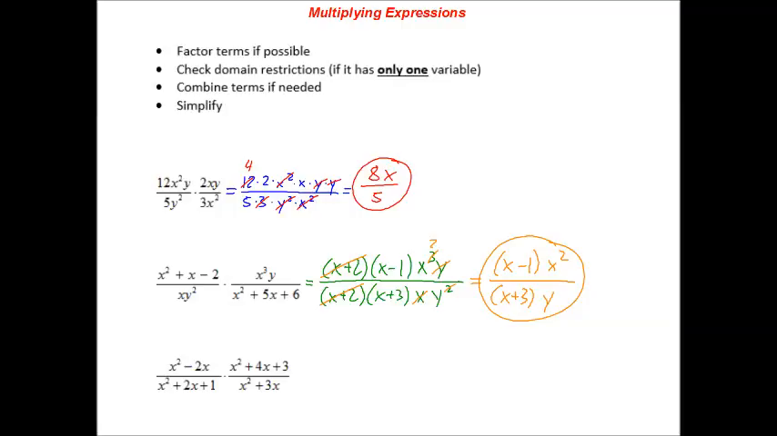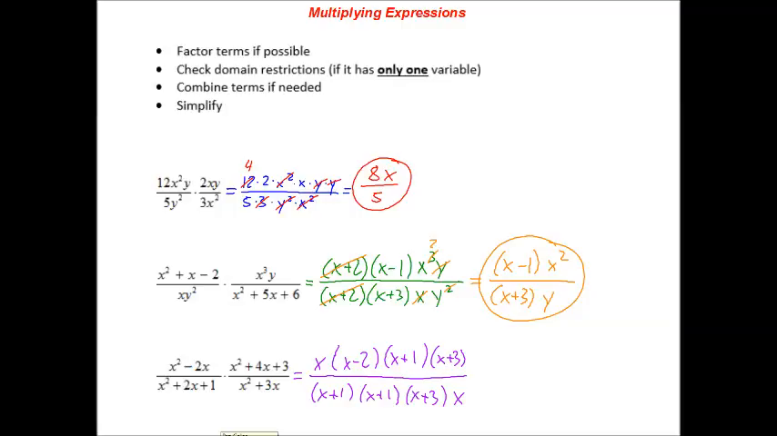On to our last example on this page. And again, first thing we're going to do is try and see if we can factor anything. X squared minus 2x, we can factor out an x, and we are left with x minus 2. And for our trinomial in the second numerator, that can be factored into x plus 1 times x plus 3. Our denominator, x squared plus 2x plus 1, can be factored into x plus 1 times x plus 1. And from the x squared plus 3x, we can factor out an x. Then we got x plus 3. And this time I have put the x in the very back.